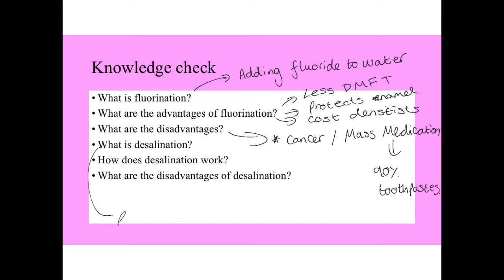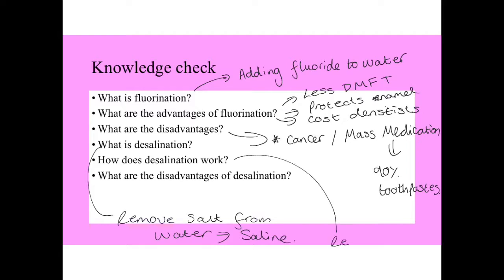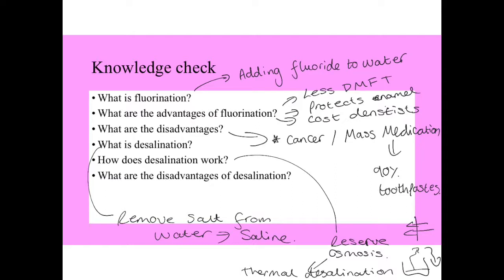What is desalination? Removing salt. So removing salt from water. The posh word for salt is saline, so that's why it's called desalination. Either by reverse osmosis or by thermal desalination. Reverse osmosis, remember, is you force the water at high pressures the backwards way through a semi-permeable membrane. Thermal desalination is just boiling it up, waiting for it to evaporate and then condensing it so you get the fresh water and the salt gets left behind.